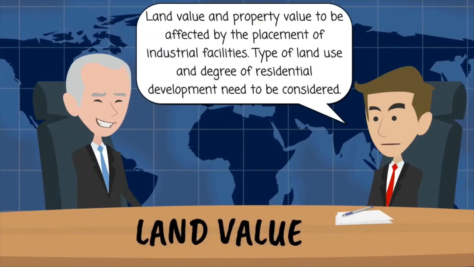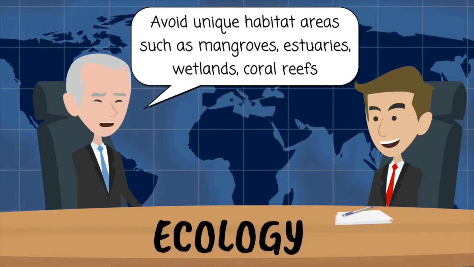Land value. We need to know that land value and property value are likely to be affected by the placement of industrial facilities in a given area. The type of land use along roadways leading to the site entrance, and the degree of residential development in the vicinity need to be considered. For ecology, need to avoid unique habitat areas, or ecologically or environmentally sensitive habitats, e.g. mangroves, estuaries, wetlands, coral reefs.